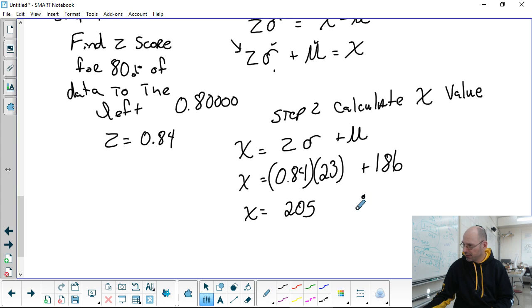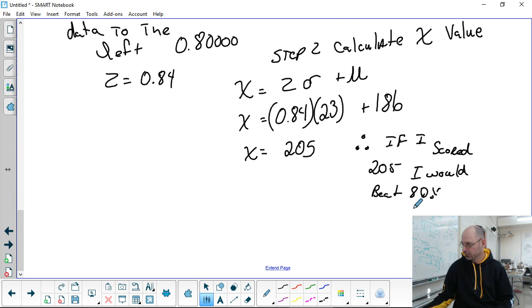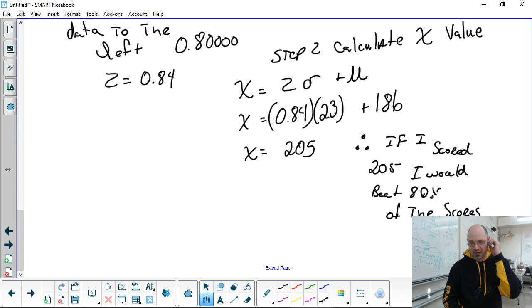So therefore, if I scored 205, I would beat 80% of the scores in the data. Of course, we're always assuming normal distribution. So that means you'd be in the top 20%. You'd beat 80% of the scores.